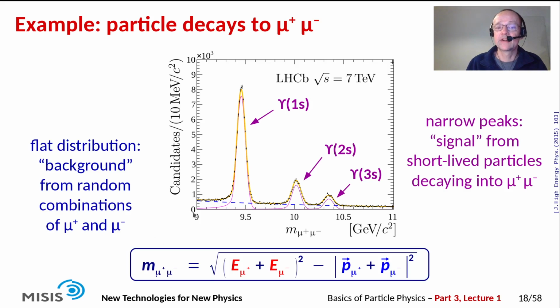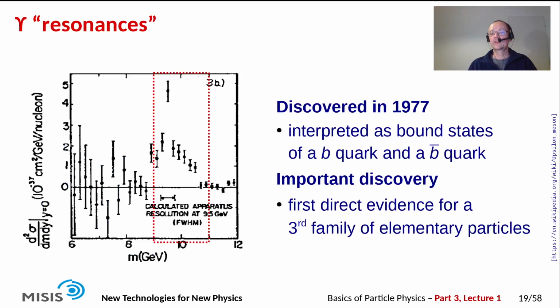But on top of that background, you see here these three very clear peaks, and these are signals from short-lived particles that decay into a mu plus and a mu minus. And in particular, these particles are the so-called Upsilon resonances, Y1S, Y2S, and Y3S. Now these Upsilon resonances were discovered a bit more than 40 years ago at Fermilab in 1977, and this was actually a very important discovery at the time because these particles were interpreted as bound states of a B quark and an anti-B quark, and this was the first direct evidence for the existence of a third family of elementary particles.